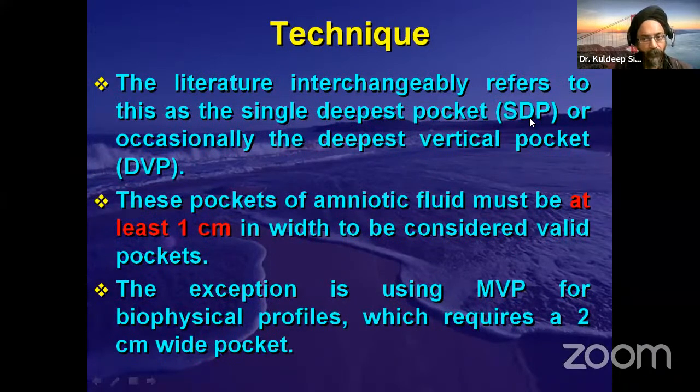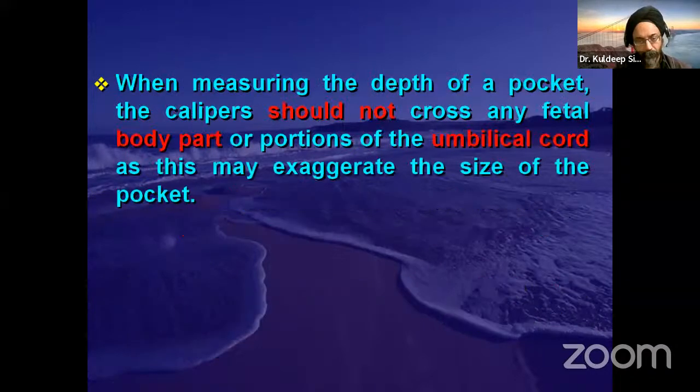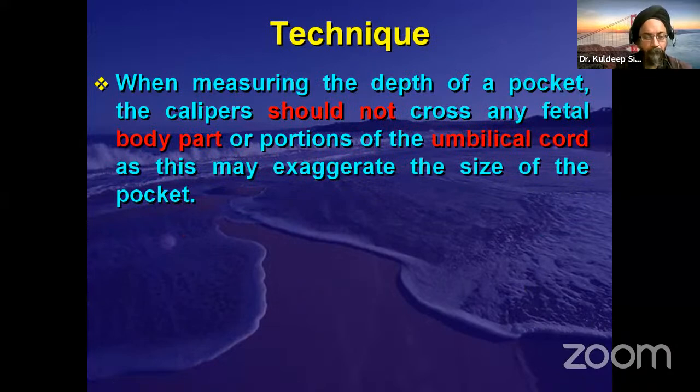You could use a single deepest vertical pocket, and it has to be at least 1 centimeter in width to be considered a valid pocket. The exception is the biophysical profile, which requires a 2 centimeter pocket. When measuring, be careful that you're not crossing any fetal body part. The limbs and the umbilical cord have to be excluded, because you might say this is normal when you've included them, and it later turns out to be oligohydramnios.